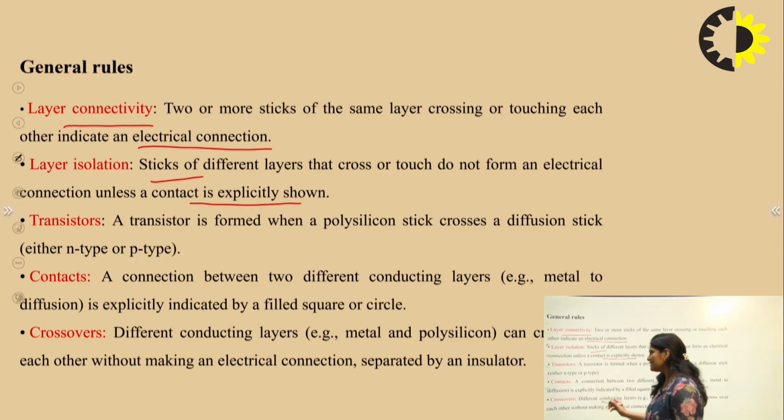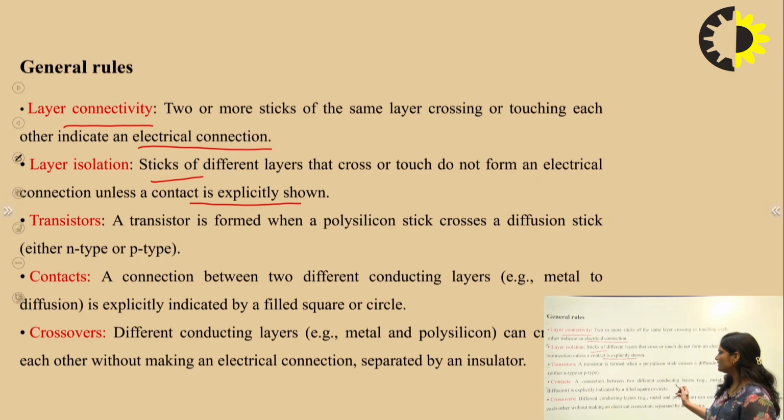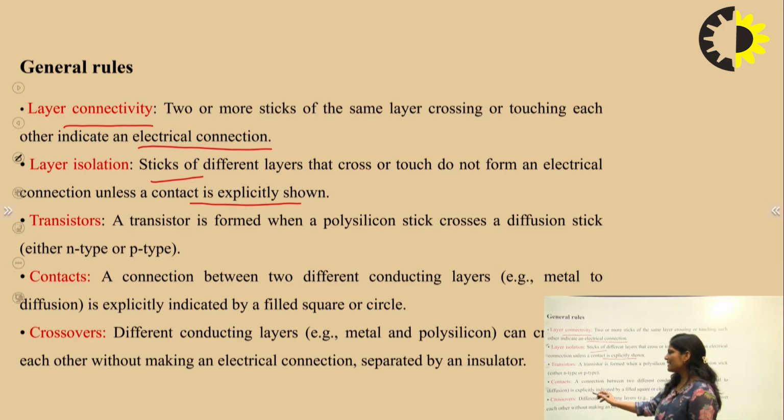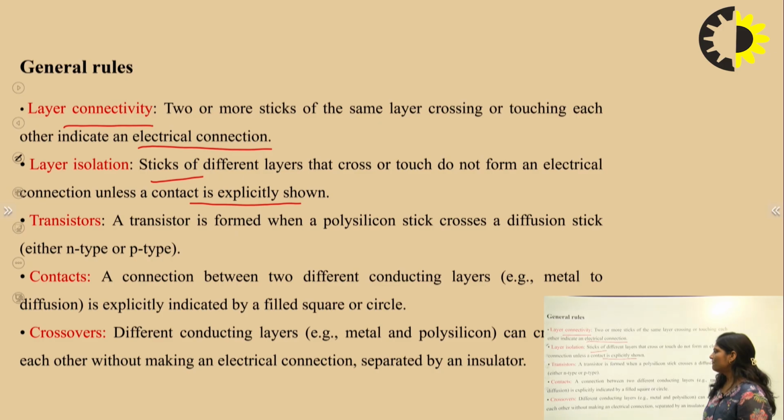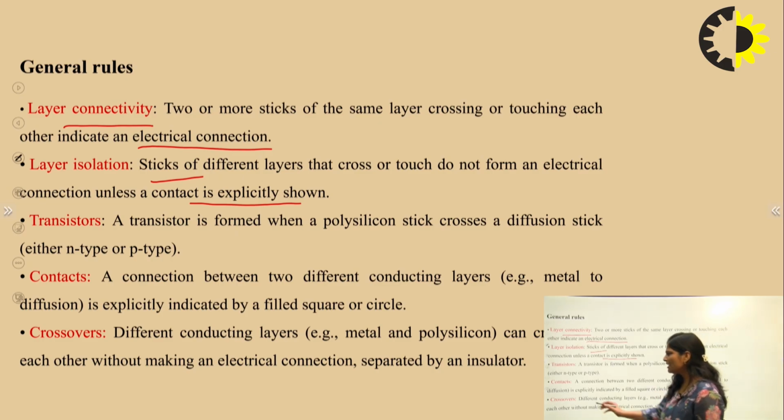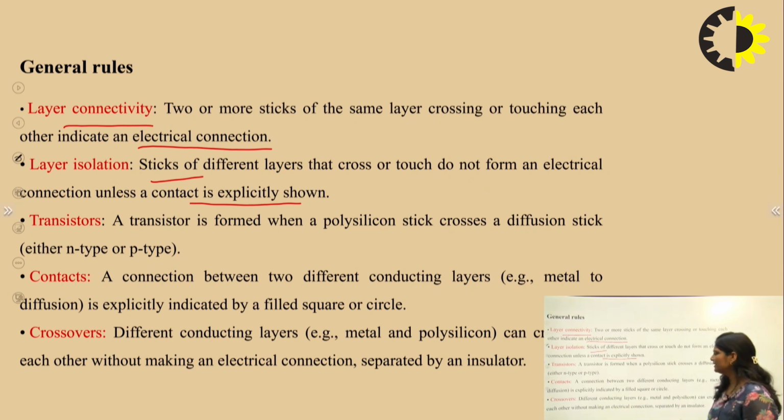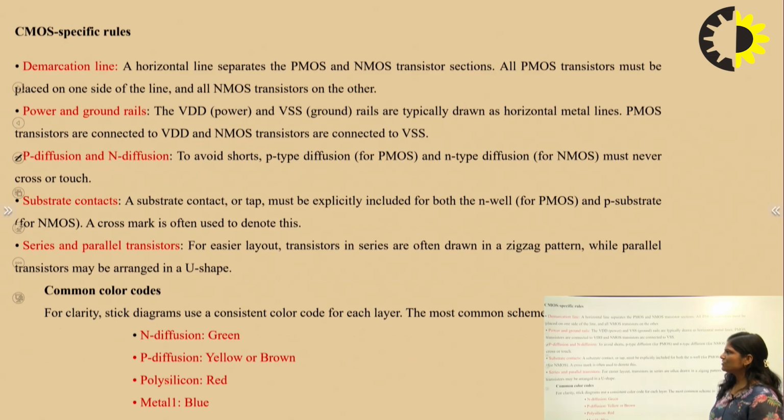Now contacts. A connection between two different conducting layers, for example metal to diffusion, is explicitly indicated by a filled square or circle. Now crossovers. Different conducting layers, for example metal and polysilicon, can cross over each other without making an electrical connection, separated by an insulator. So these are the general rules.